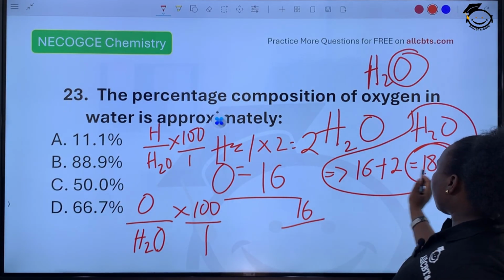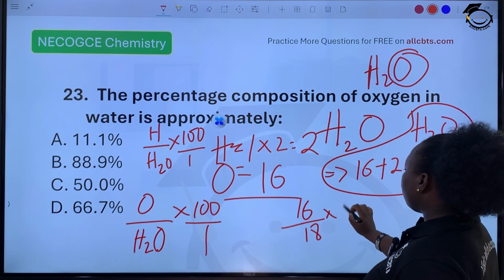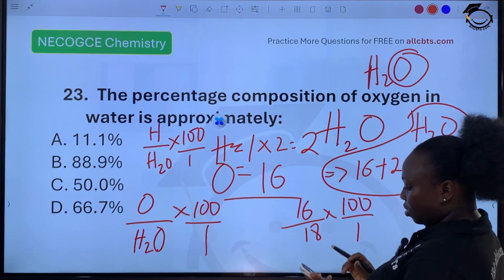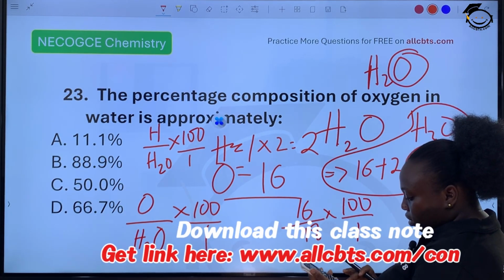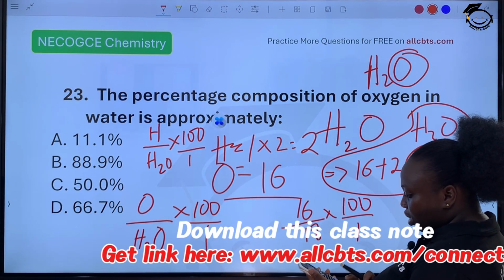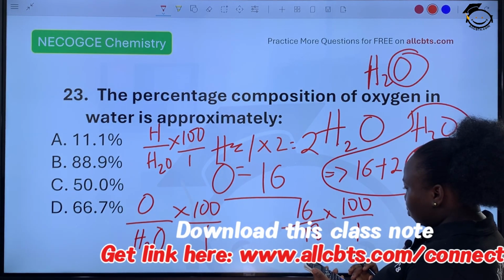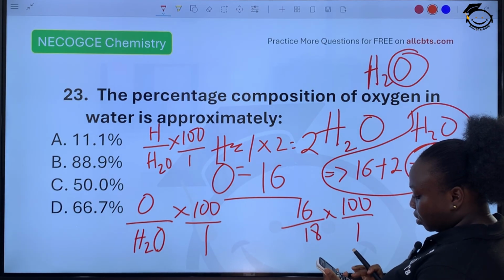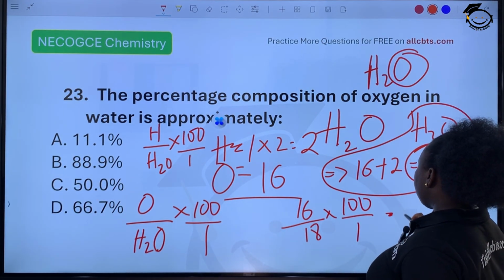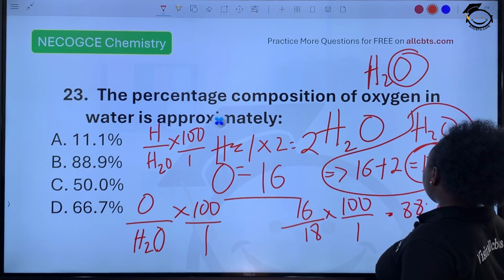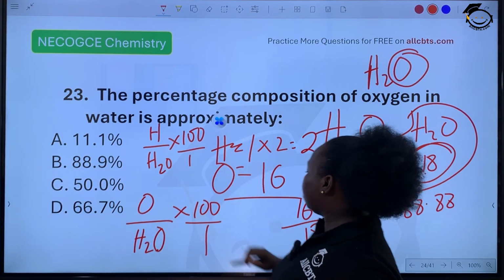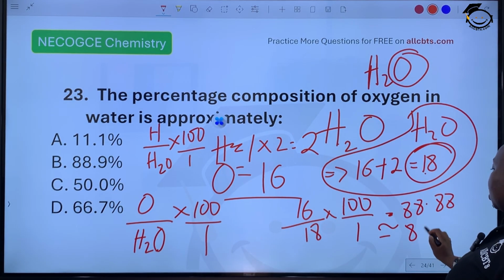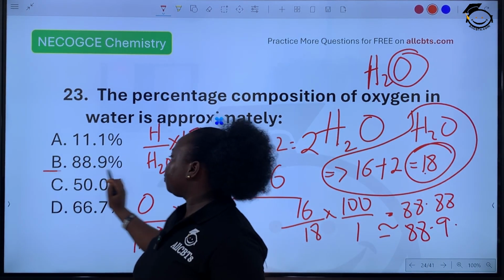That's 16 all over 18 times 100 all over 1. Now if we calculate it, 16 times 100 is 1600, divided by 18 is 88.88. But we add approximately, that is 88.9. That's option B.